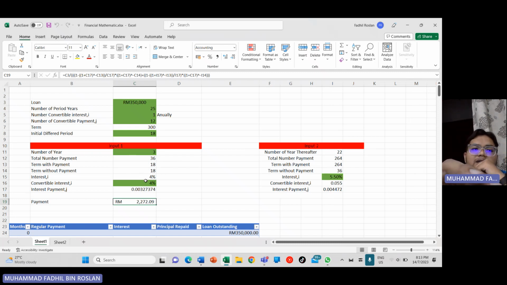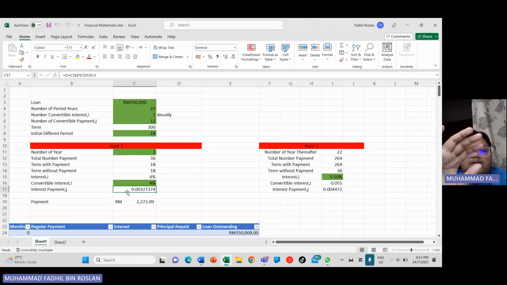The interest is 4% and the convertible interest I is 4%, and the interest payment J is 0.00327374. How did we get it? The formula is 1 plus the convertible interest, to the power of 1 over 12, minus 1. That's how we got the interest payment J for input 1. For input 2, the number of years is 22, total number of payments is 264, term with payment is 264, and term without payment is 36.